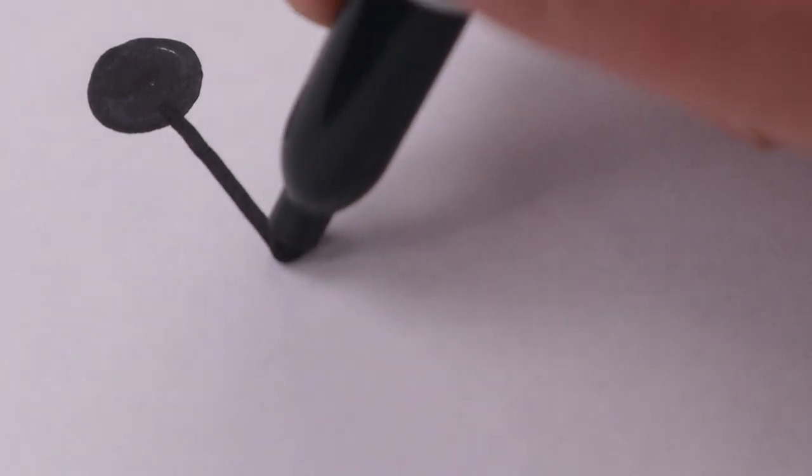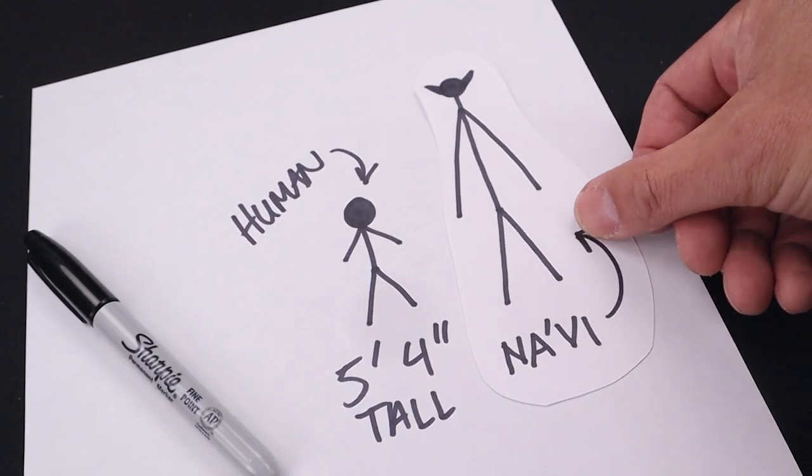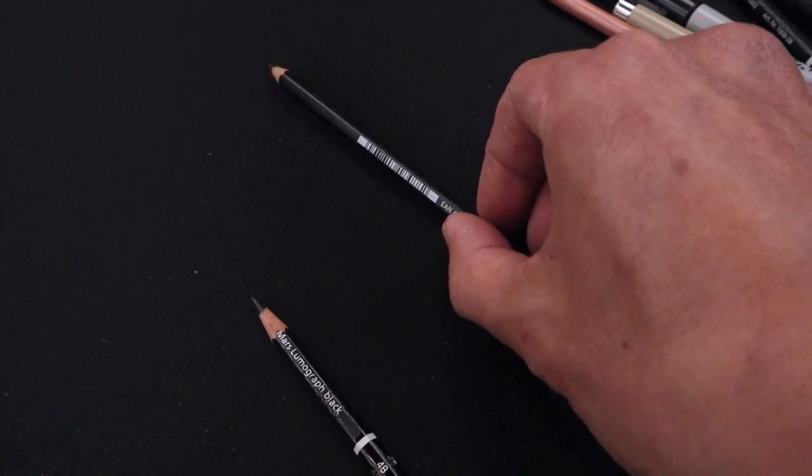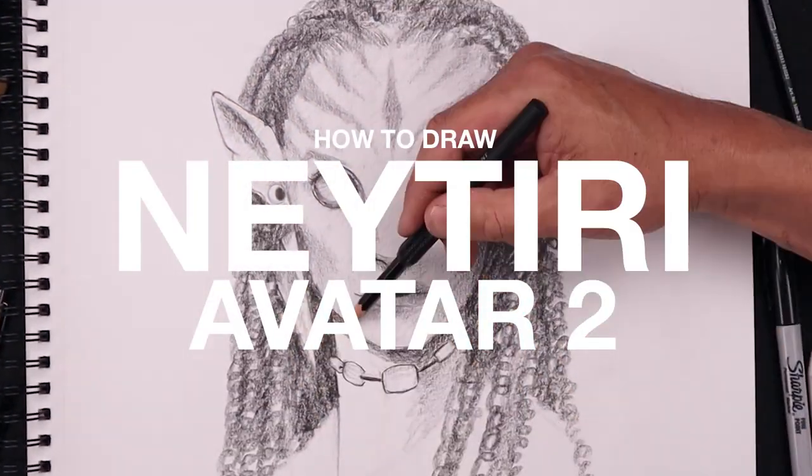The average height of a human is 5'4". And the average height of a sapient indigenous Na'vi from Avatar 2 is 9'10". Their physical appearance is incredibly impressive. So today we're going to create a sketch illustration of Neytiri from Avatar 2.